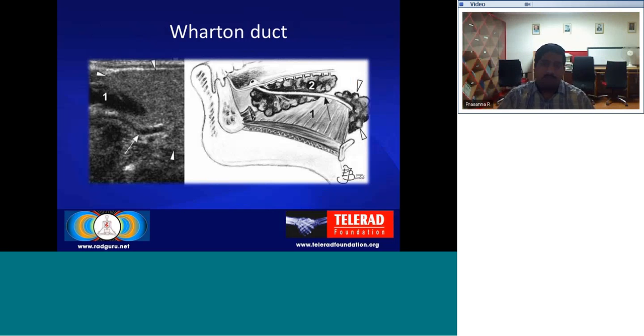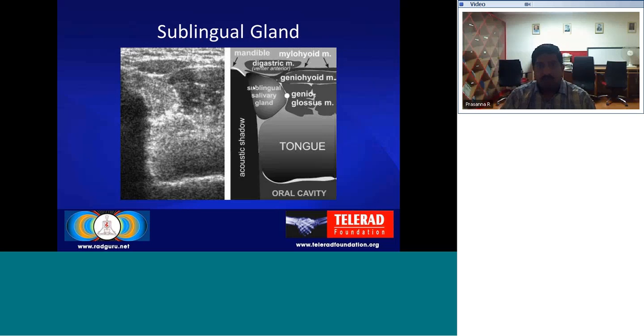Coming to the anatomy of the duct, this is the submandibular gland there, which is just the duct passing just over the mylohyoid muscle. That is the sublingual gland, and opening just inferior to the tongue there. The sublingual gland is a smaller gland which is just medial to the mandible, in between the muscles of the floor of the oral cavity.